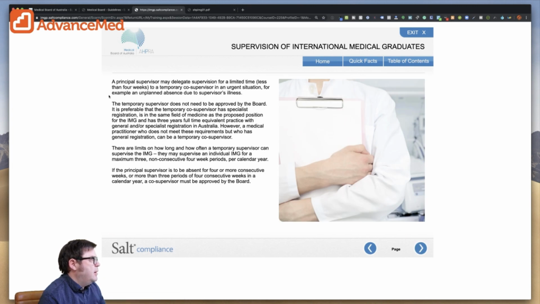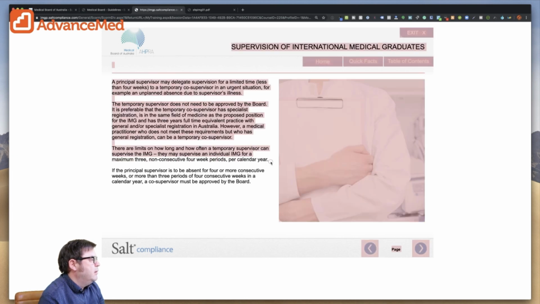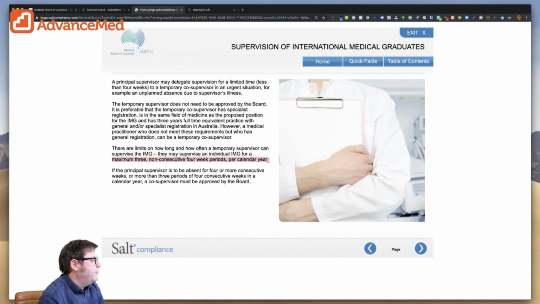Principal supervisors may delegate. They can appoint temporary supervisors, and they don't need to be approved by the board. So this is one of these practical solutions so that you're not constantly filling in forms, going back to the board, and IMGs are being caught on technicalities. There are limits on how long you can be a temporary supervisor. There's a maximum of 3 non-consecutive 4-week periods per calendar year. So 3 months basically. If you're absent for more than 4 weeks, you have to have a co-supervisor. So that's why it's a good idea to have them already.